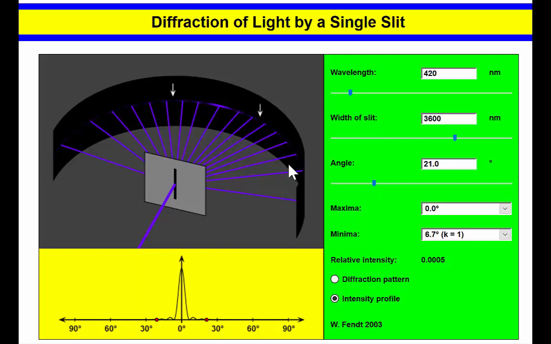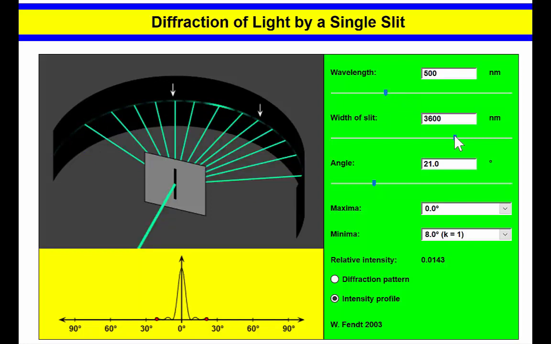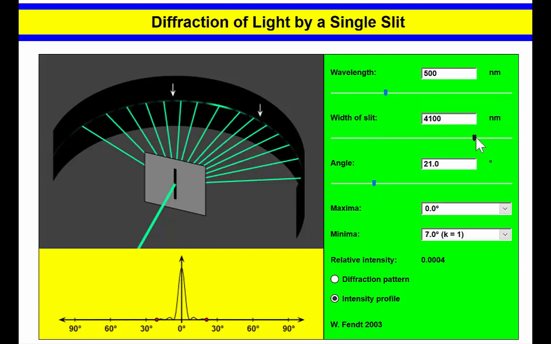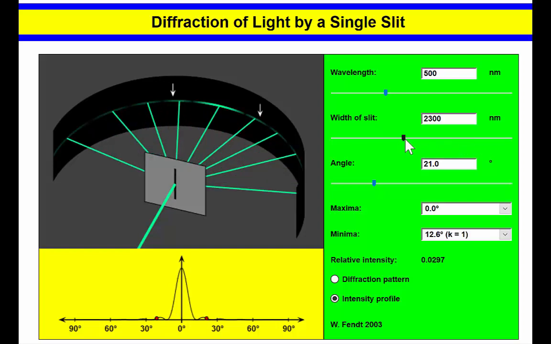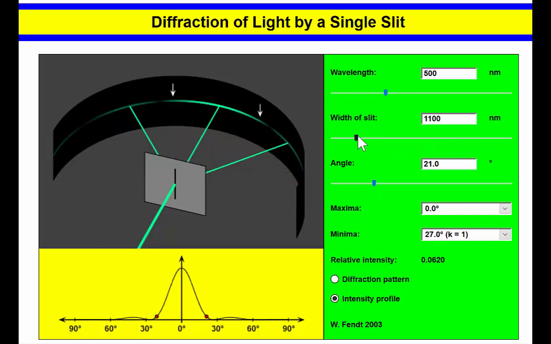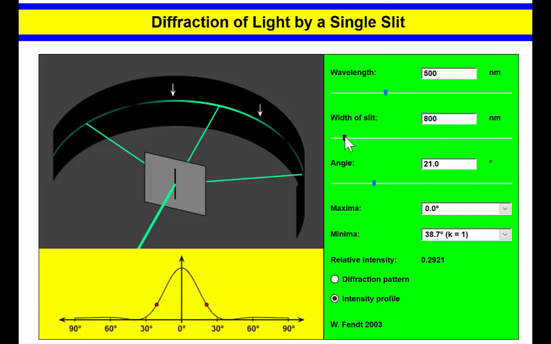So when we're talking about diffraction of light by a single slit, we can see that the relationship between the wavelength and the width of the slit is what's going to determine how many maxima and minima we see, and it's also going to determine how bright those maxima and minima are. Because now you can see my slit width is getting closer and closer to the wavelength, and the central maxima is decreasing in height but expanding in width as well.